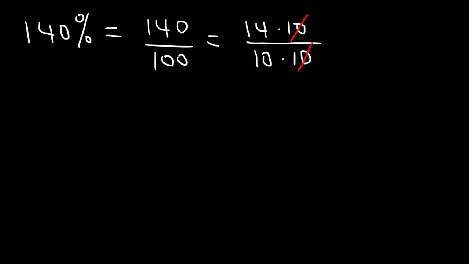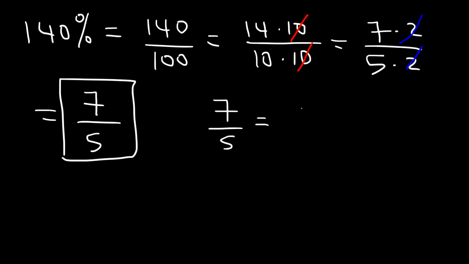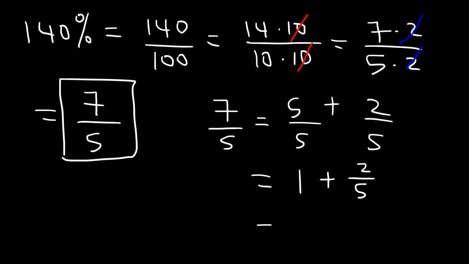But we can reduce it further. 14 is 7 times 2, and 10 is 5 times 2. So we can get rid of a 2. So as an improper fraction, 140% is 7 divided by 5. Now we can convert this into a mixed number. 7 is basically 5 plus 2. Now let's keep the denominator the same. 5 divided by 5 is 1. So we have 1 plus 2/5. So as a mixed number it is 1 and 2/5.